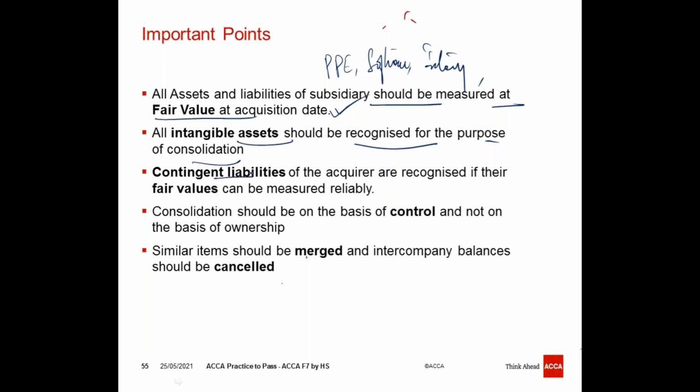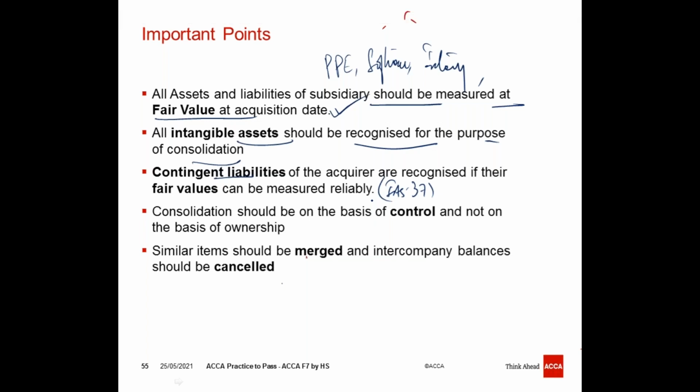Contingent liabilities according to IAS 37 should be disclosed in notes. We never make a provision for contingent liabilities, but for the purpose of consolidation, it is always assumed that the fair value is reliably measurable. So we should recognize a provision against all the contingent liabilities.